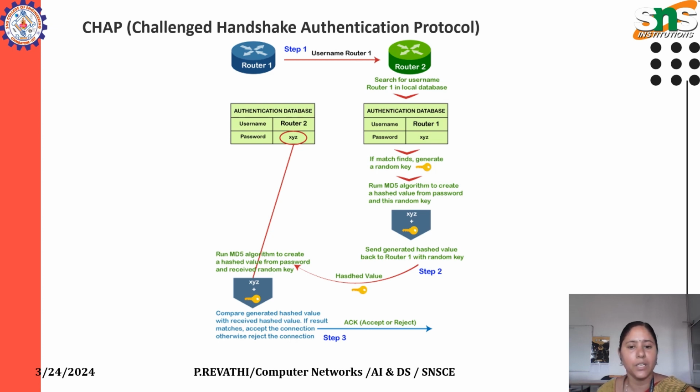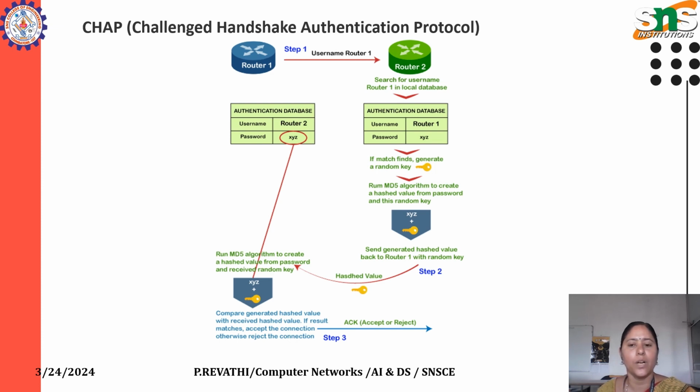The random key along with the password is passed to the MD5 hashing function, and the hashing function generates a hashed value from the password and the random key. The hashed value is also known as the challenge. The challenge along with the random key will be sent to router 1.